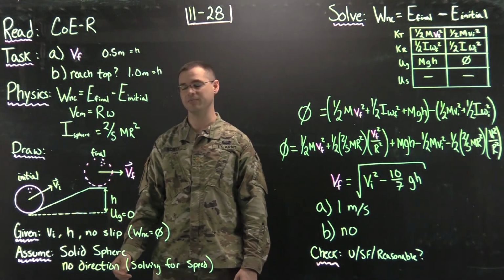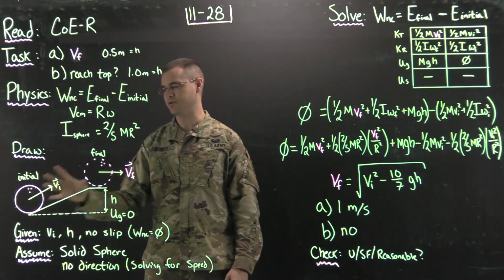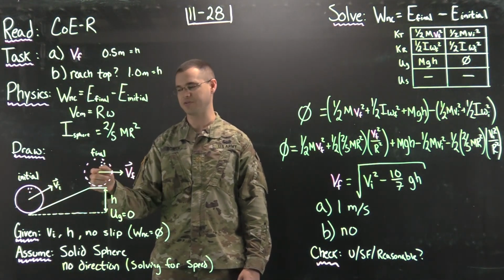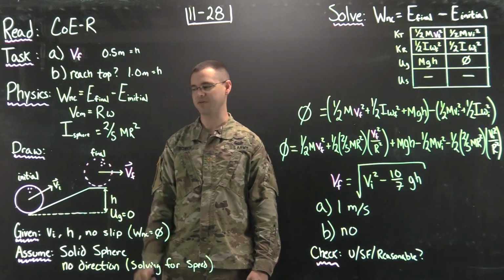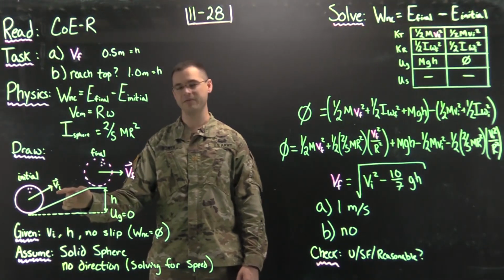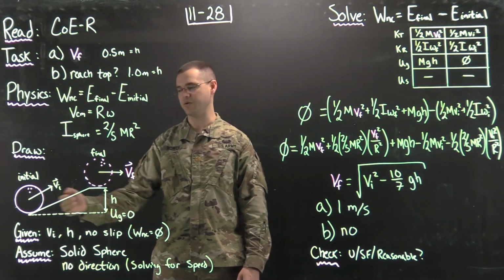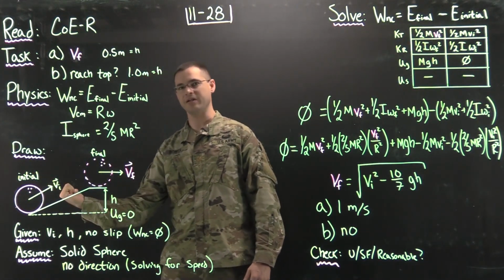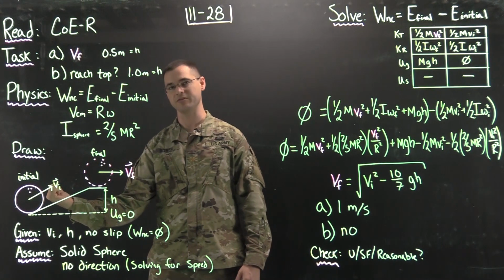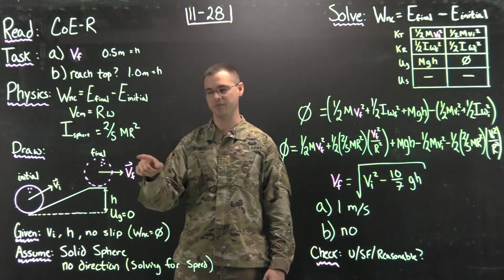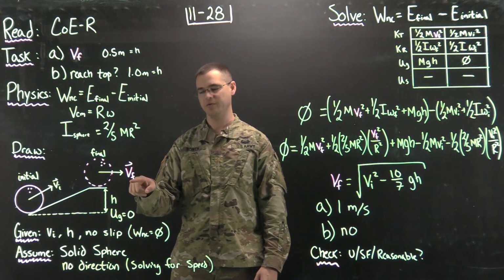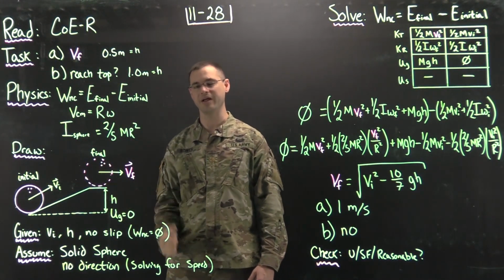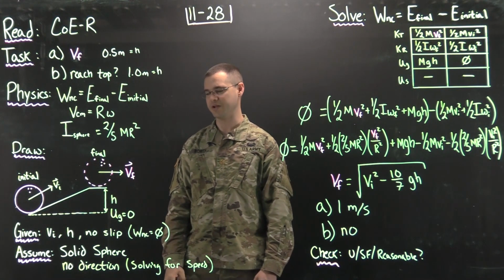Now, drawing our problem, we have an initial and final state of our bowling ball given by the solid line for our initial state and the dashed line for our final state. In the initial state, we have some initial velocity going up the ramp, and some initial angular velocity coming into the screen because the ball is rolling. In our final state, we're solving for the final velocity, which I've denoted in pink, and we have a final angular velocity, which is also coming in towards the screen.